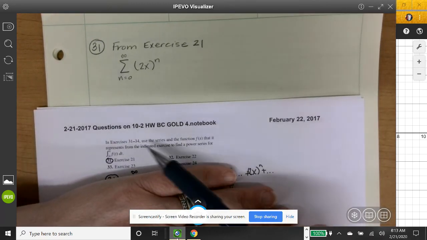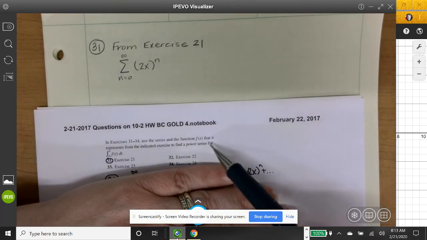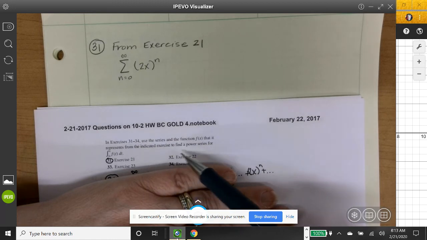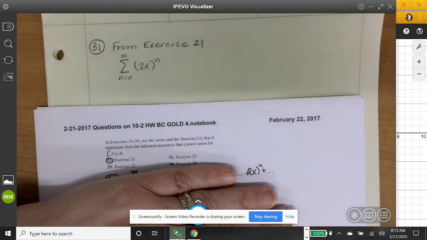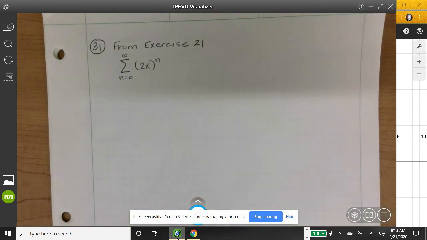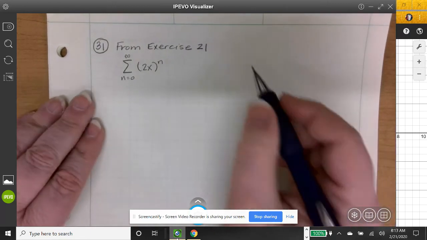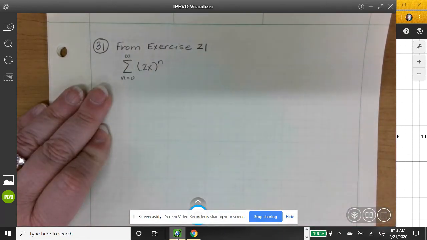It says, use the series and the function f of x that is represented from the indicated exercise to find a power series for the integral from 0 to x of f of t dt. Okay, so that's our mission. So from exercise 21, we needed to find a power series for this.